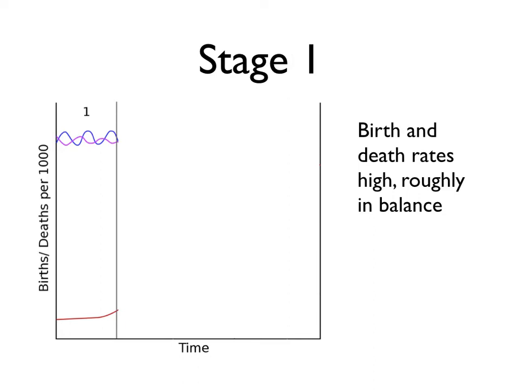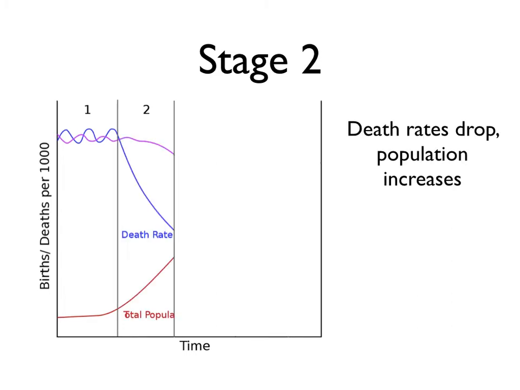So first stage, you can think of this as like the American West. High birth rates, high death rates, roughly in balance. A lot of people born, a lot of people dying. So population remains pretty low, and this is most of human history, which is why population on that growth boom graph is so low for so long. Then you can imagine we're in the American West. Death rates decrease. So birth rates are still high, that's the purple line. Death rates have dropped and the population is increasing.